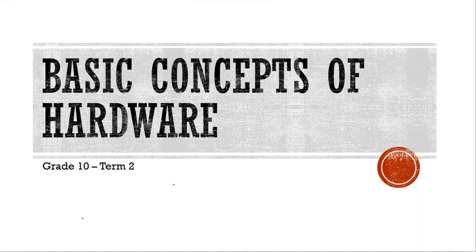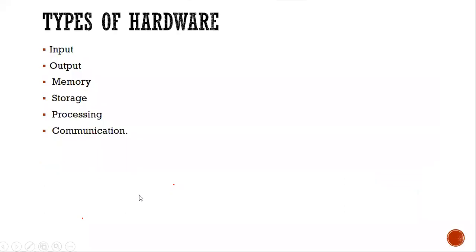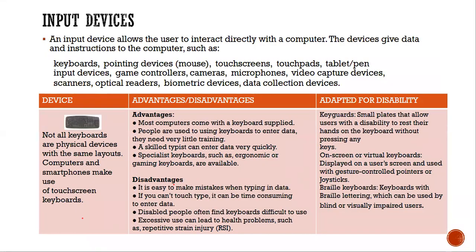Our first topic for term 2 is the basic concepts of hardware, grade 10 level. Types of hardware, we're looking at input, output, memory, storage, processing, and communication. Now let's start with input devices.